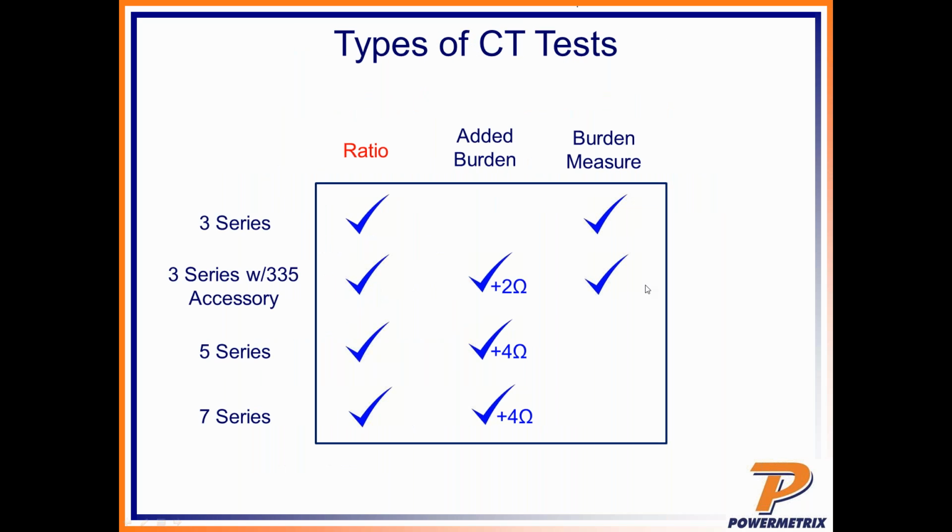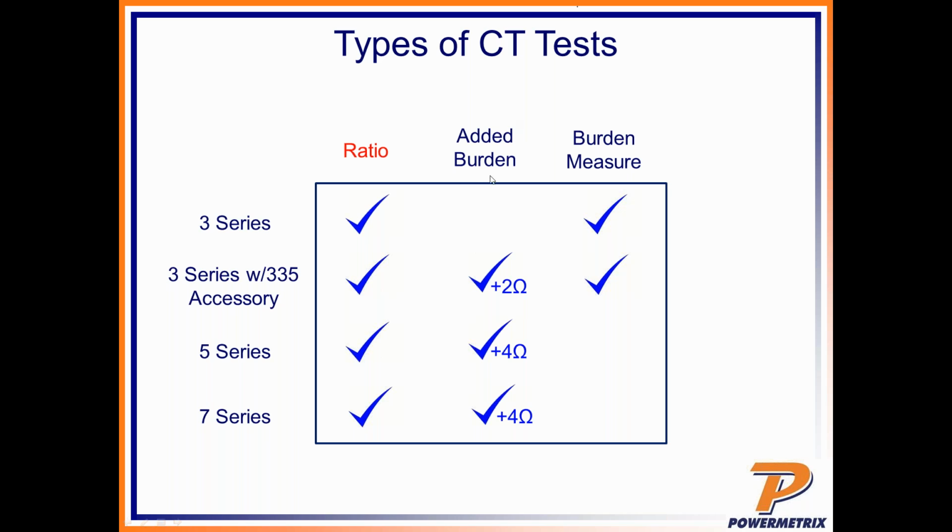So let's talk about the actual types of CT tests that we do out there on site, right? So the main one is a ratio test, okay? That is where we're looking at a snapshot in time of the primary current versus the secondary current and just telling you what that ratio is. So if the CT says it's a 200/5, is it really a 200/5, right? And you can do that with all of our products that I showed earlier, with the 3 series, with the 5 series, and with the 7 series.